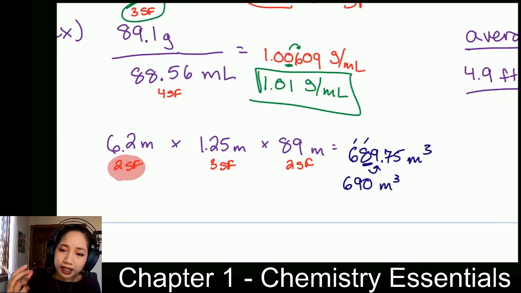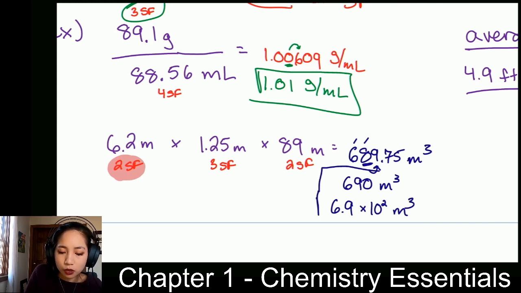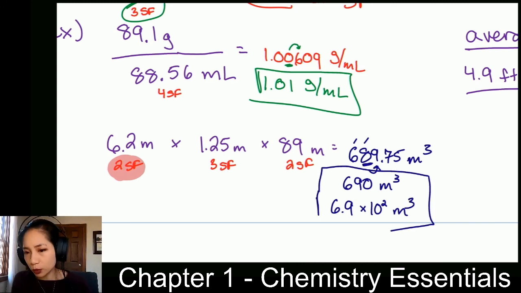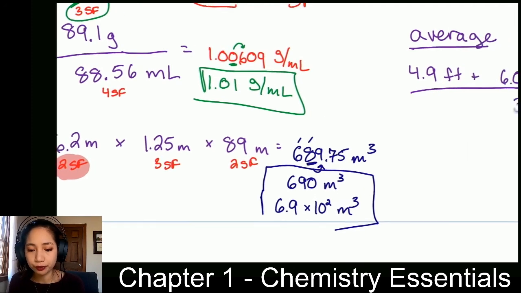So probably the best way, where there's no confusion of how many sig figs 690 has, would be to write it 6.9 times 10 to the 2 meters cubed. That would be the best way to convey it, but 690 will work as well. All right. So that's multiplication and division. Just identify the number of sig figs in all of the inputs. You just choose the smallest, lowest number, and that's where you round your answer to.